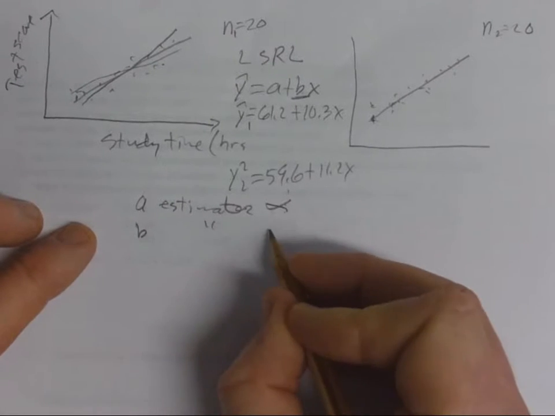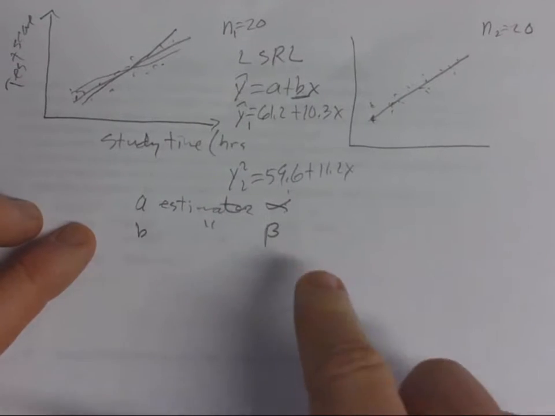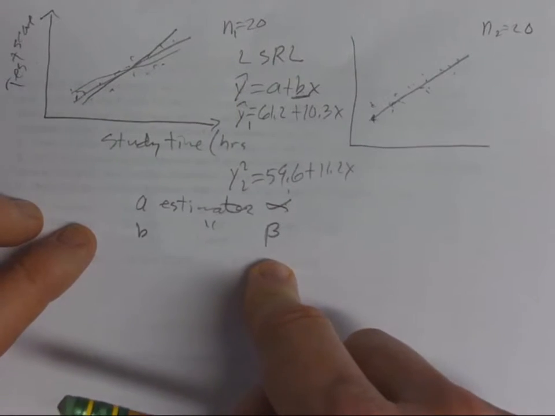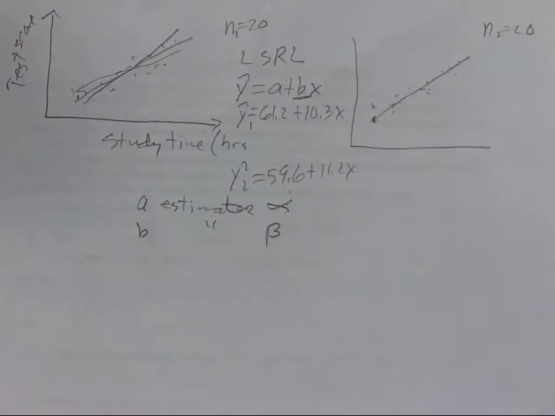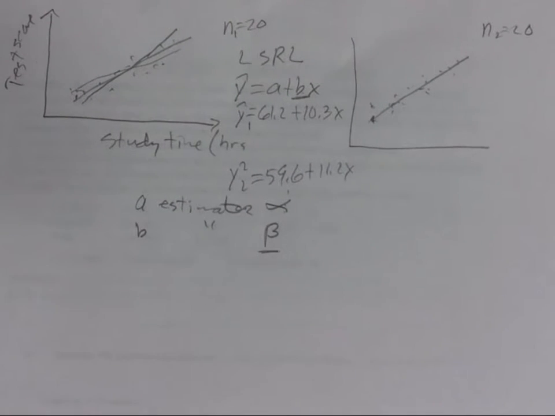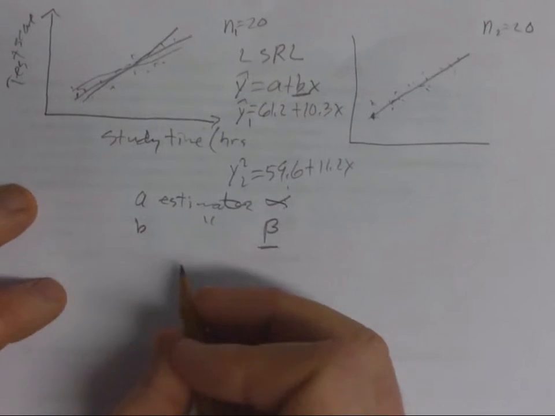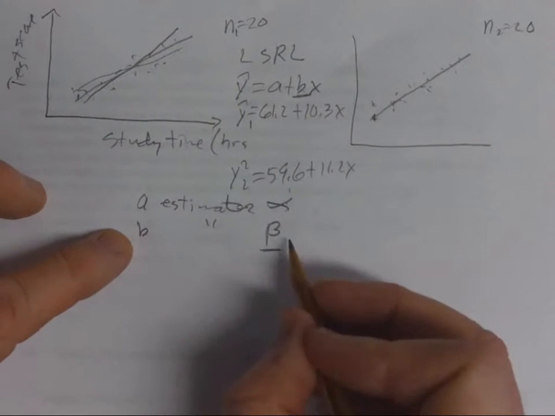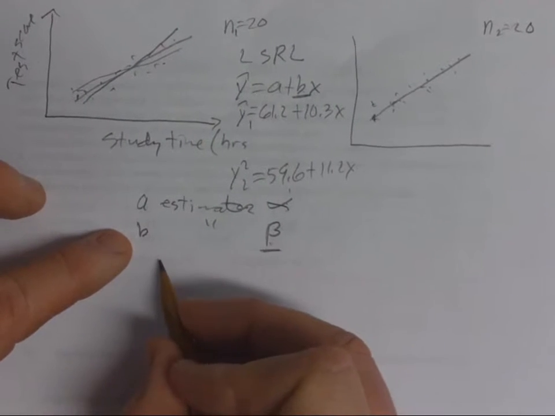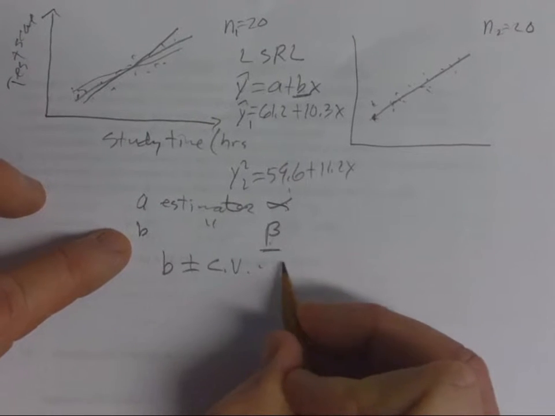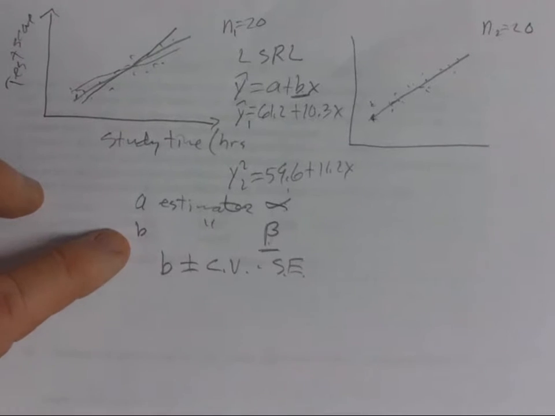Beta is the slope of the population least squared regression line. Not just of a sample, but if we did a census with the whole thing. So that is the concept of what we are doing. And so what we're going to do is make an interval around B. We want to estimate beta, and so we'll go B plus or minus our critical value times the standard error, just like every other confidence interval that we've done.